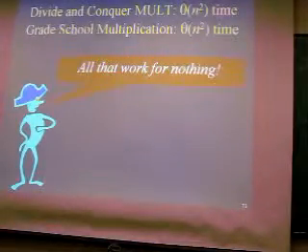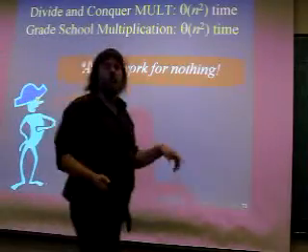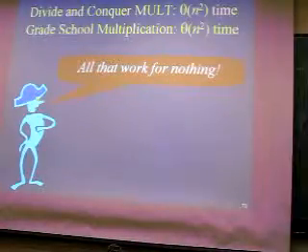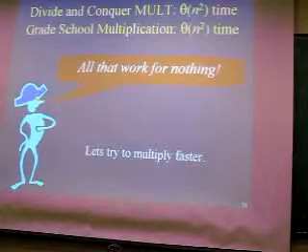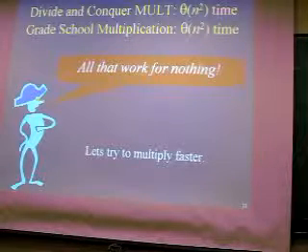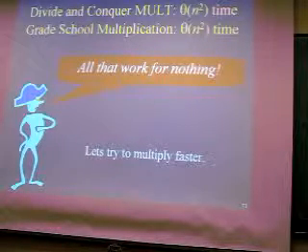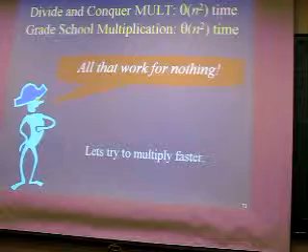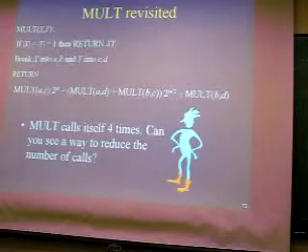All right, so we did all that work for nothing. We got n squared time. But it wasn't all that a waste of time. It got us working on recursion, and it got us working on recurrence relations. And now let's see if we can go faster.